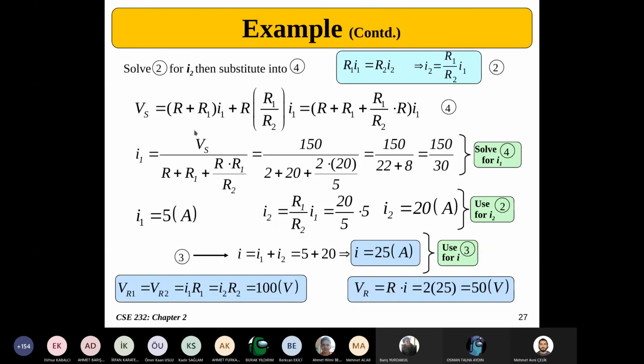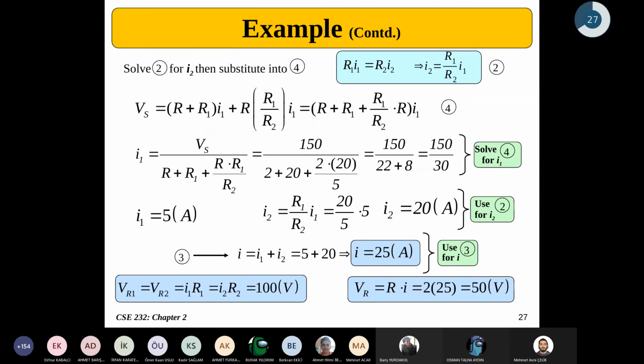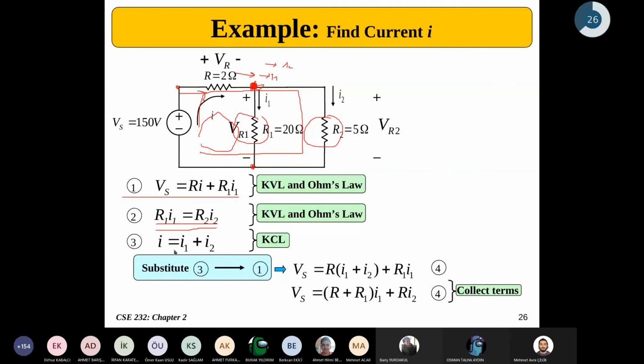I just did all the calculations for you. And since this is a kind of easy circuit, still, let's go through it. Just put the third equation into the first one. You'll be able to obtain this value.